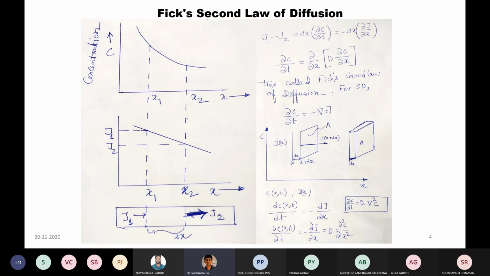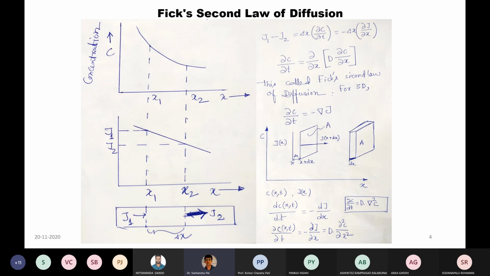In this way, the first equation is valid at any instant, even if the concentration and concentration gradient at a particular point are changing with time. Even if there is a change in concentration and concentration gradient at a particular point with respect to time, the equation is still valid. Therefore, we can easily substitute and write that del C del T equals del by del X of capital D into del C del X. And that is actually Fick's second law of diffusion.